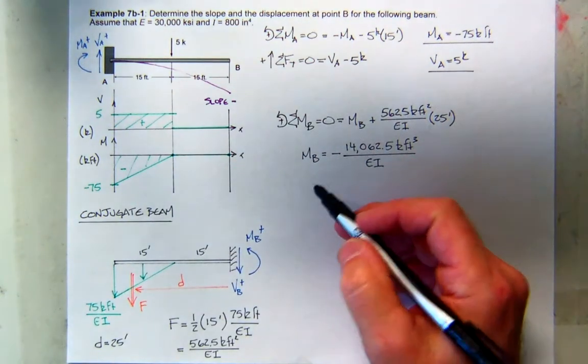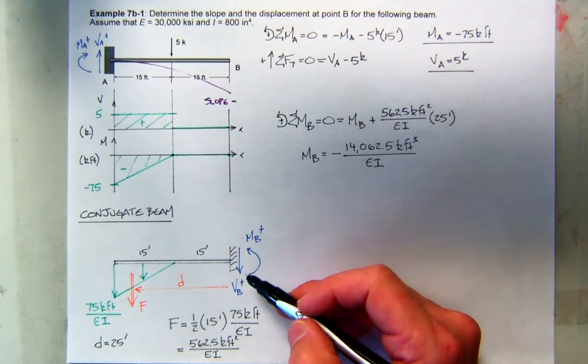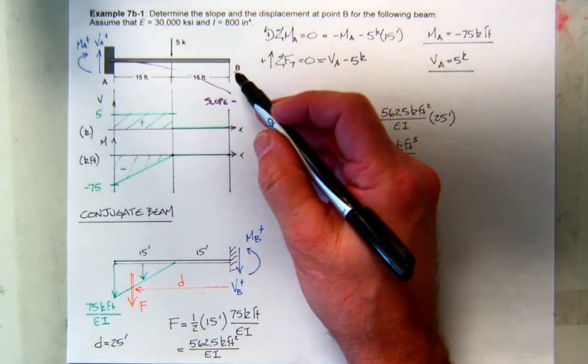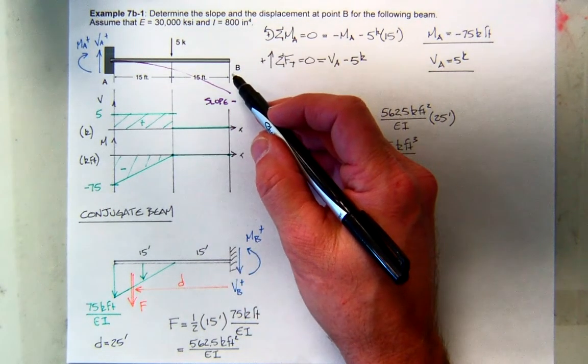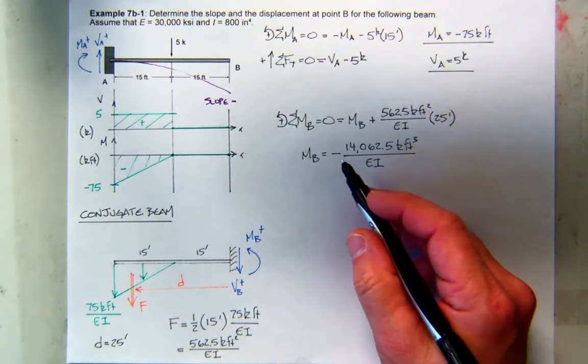Now, we can check a few things. First, it's negative. So remember, moment in the conjugate beam maps what back to the real beam? Displacement. And is the displacement at B positive or negative? Negative. So that sign seems to be okay.